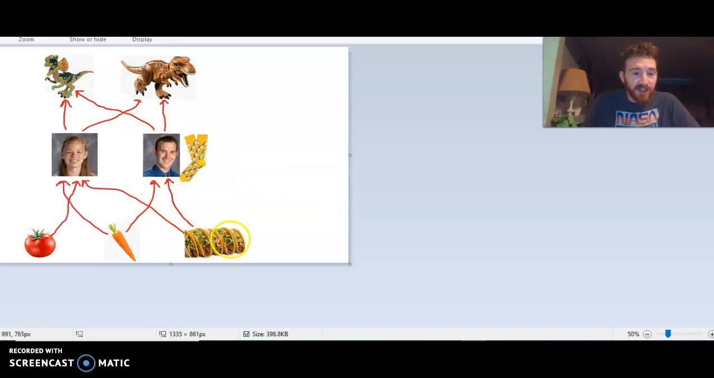Notice the flow of energy. When I draw these arrows, I'm going from the food to where it goes. Okay, I'm not going to say Mr. McComb likes tacos, so I'm pointing to what I like to eat. We're not going to do that. Okay, we want to keep it at the places where the energy goes.